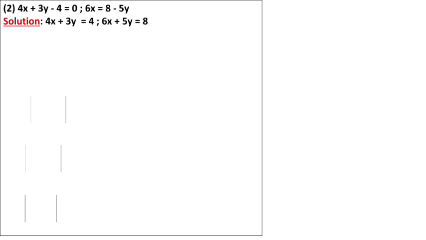Now children will start with question number 2. The equations are given: 4x plus 3y minus 4 equal to 0, and 6x equal to 8 minus 5y. We will arrange these equations first. So our first equation becomes 4x plus 3y equal to 4; minus 4 moved to the right side became positive 4. In the second equation, minus 5y will come to the left side and become positive 5y. So 6x plus 5y equal to 8.